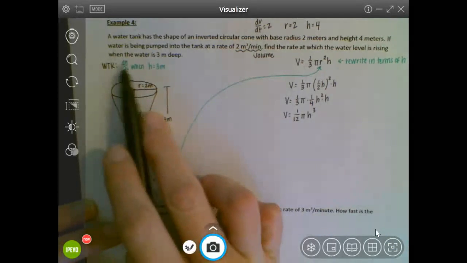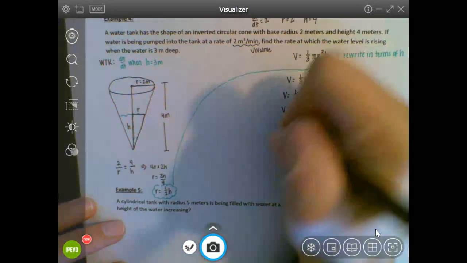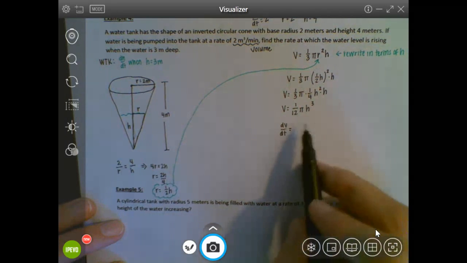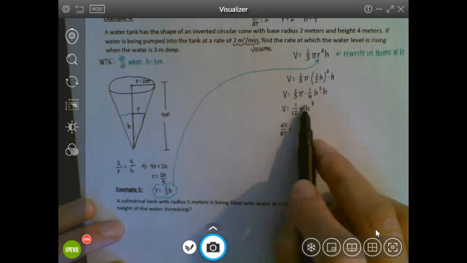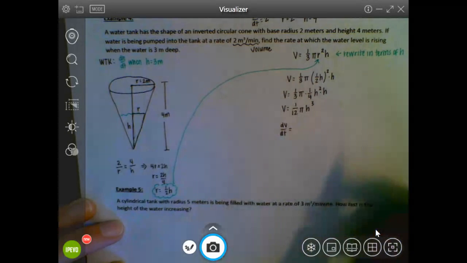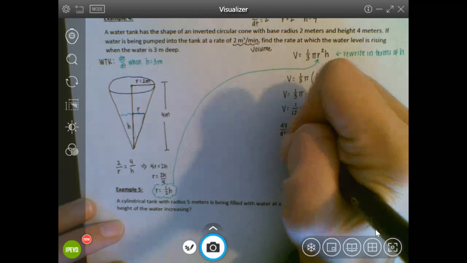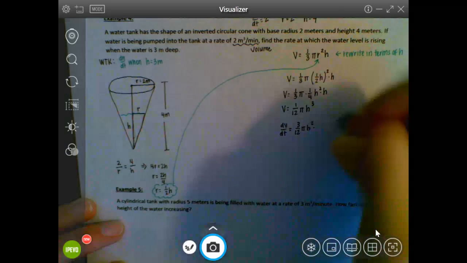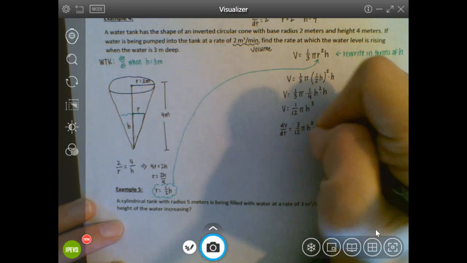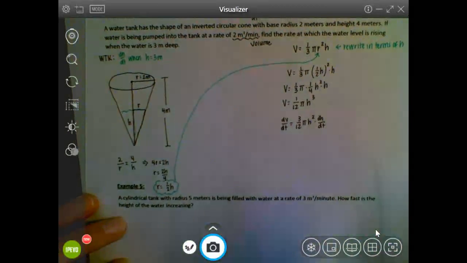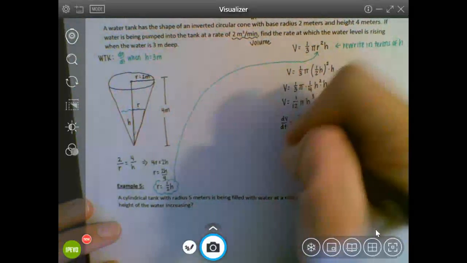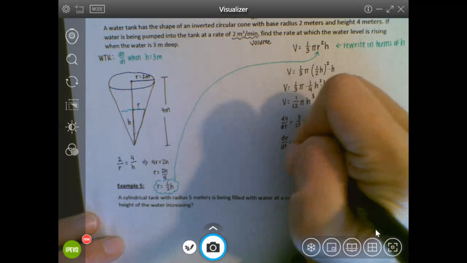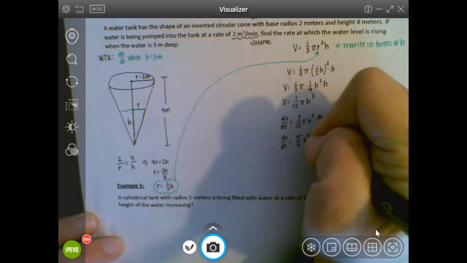And I know that I want to know what my dH/dt is, and I know that I have dV/dt. So my dV/dt is going to be equal to, I'm going to drop down this exponent. Remember, this 1/12 pi is just a number, just a coefficient. So this is going to be 3/12 pi times h squared, and then I need to multiply by the derivative of h with respect to time, so dH/dt. And then I'll just clean this up a little bit. So dV/dt would be equal to pi over 4 h squared times dH/dt.